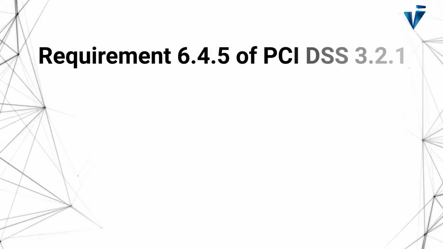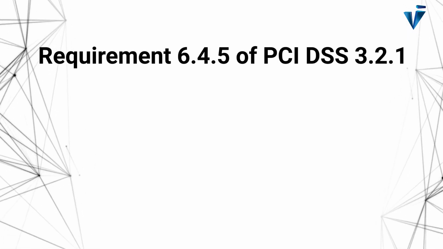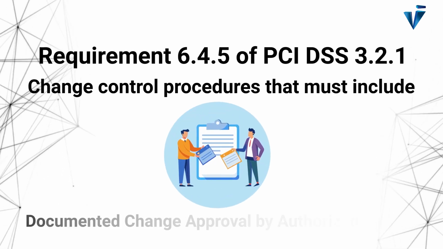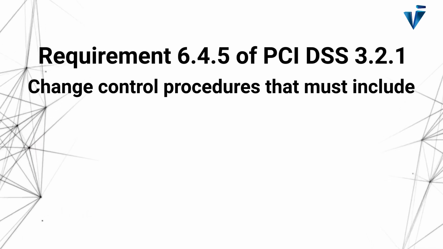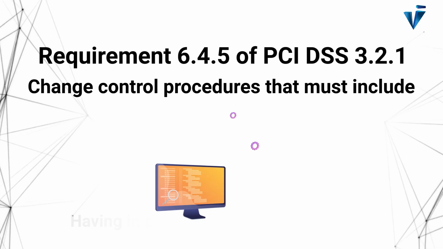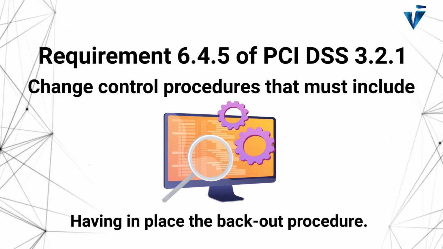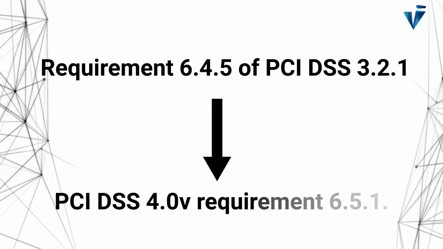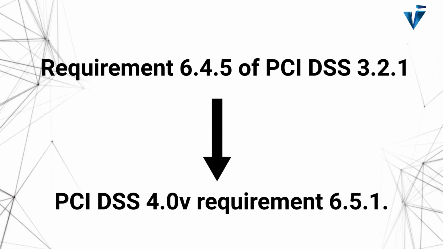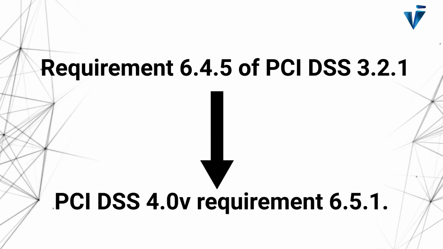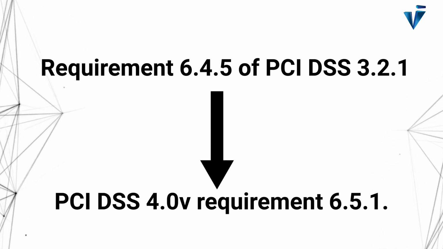Now, requirement 6.4.5 of PCI DSS 3.2.1 says that change control procedures must include documentation of impact, then documented change approval by authorized parties, then functionality testing to verify that the change does not adversely impact the security of the system, and last but not the least, having in place a backup procedure. Now, this requirement 6.4.5 of PCI DSS 3.2.1 is covered in the latest version under PCI DSS 4 requirement 6.5.1. And this requirement 6.5.1 talks about changes to all system components in the production environment having to be made according to the established procedures only.